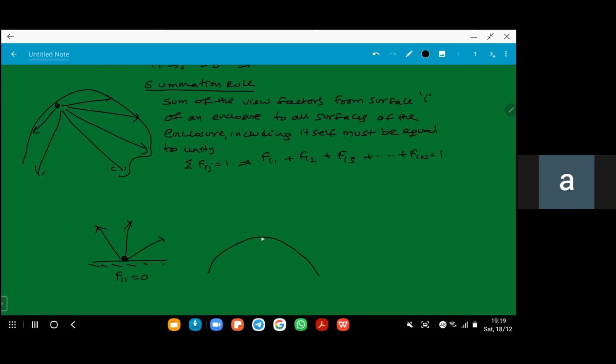Suppose you have a convex surface, and the source is on the top. Then again, the same diffusion, F11 is equal to 0.